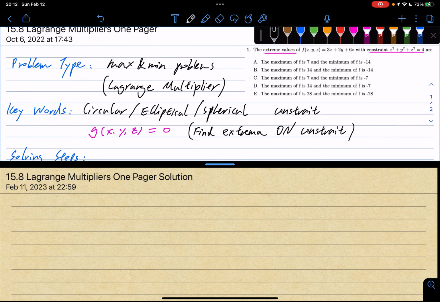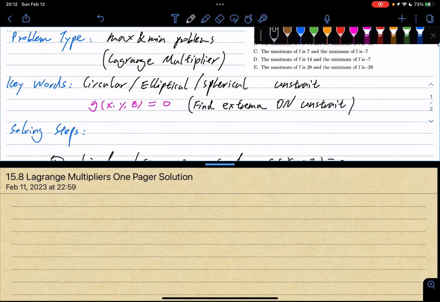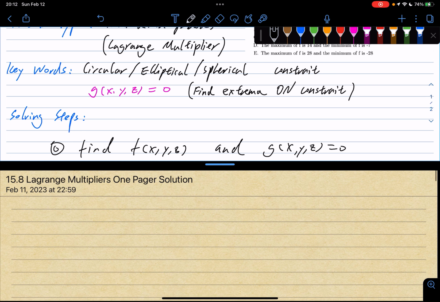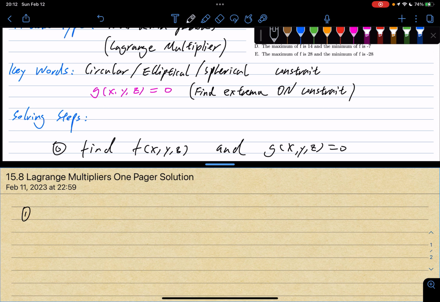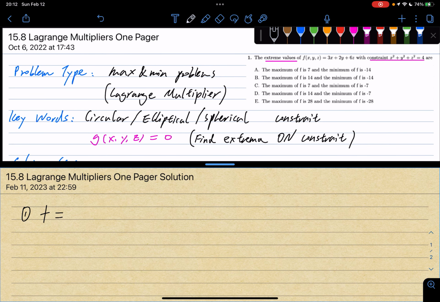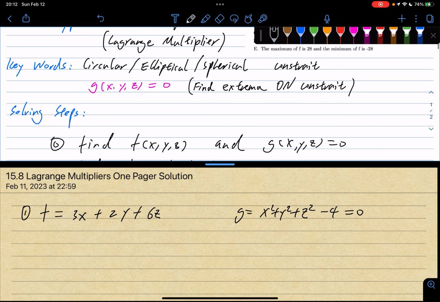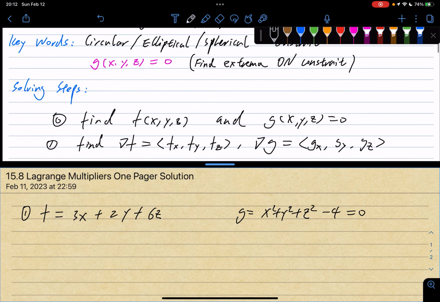So the first step I want you to do is to identify the function as well as the constraint themselves. That should be an easy step, just to help you prepare for it. So f equals 3x plus 2y plus 6z, and then g equals x squared plus y squared plus z squared minus 4 equals 0. So that's step 1.